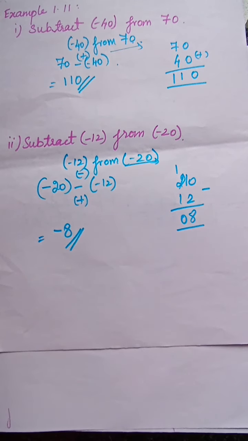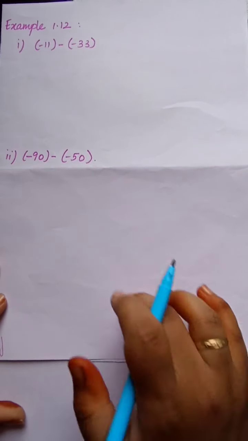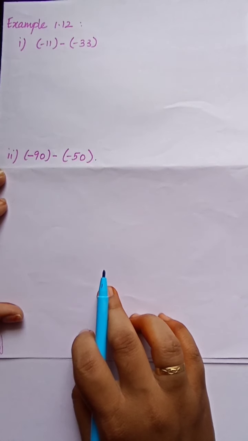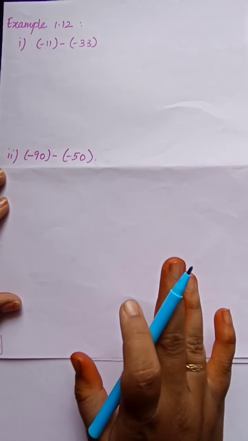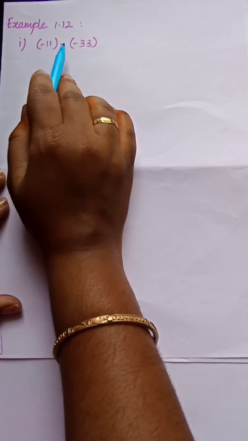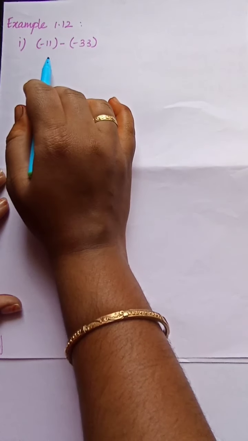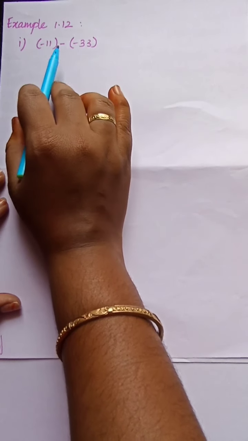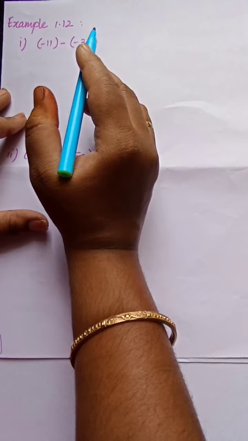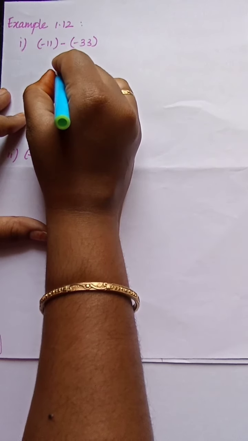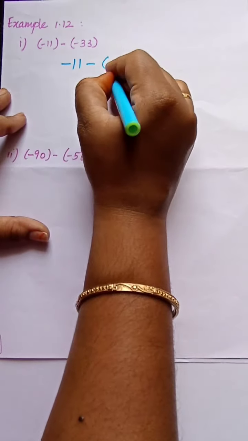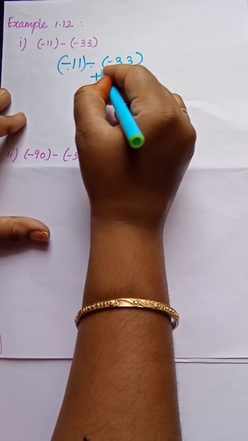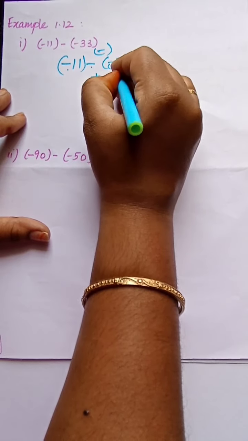Okay. Then example 1.12. Here, the same thing we are going to do. That is minus 11 minus 33. They have given it in the form of 3 symbols, so we have to convert it into 2 symbols and then do the simplification. Here minus into minus plus into minus, so it will be minus itself.